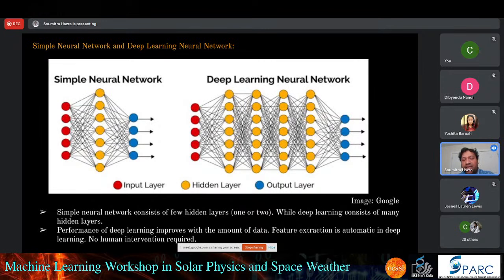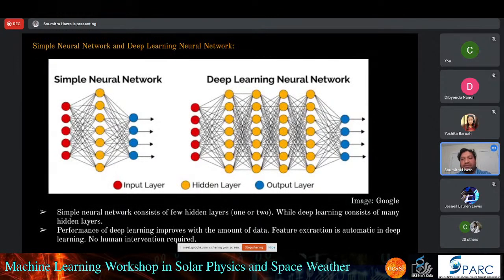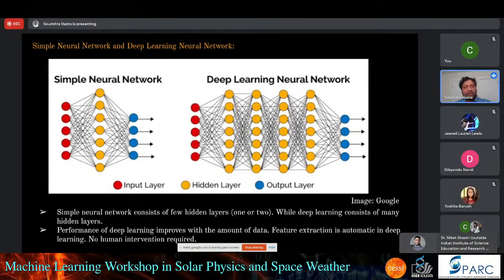The performance of deep learning improves with the amount of data. If your data is less, then we can use other methods like logistic regression or SVM. But when we want to do image processing, there are lots of pixels, so the data amount is high. So deep learning is more useful there. Another advantage of deep learning is that you don't have to give it the features. Feature extraction is automatic in deep learning, so no human intervention is required. You just give the data, and deep learning will automatically extract features and give you the output.